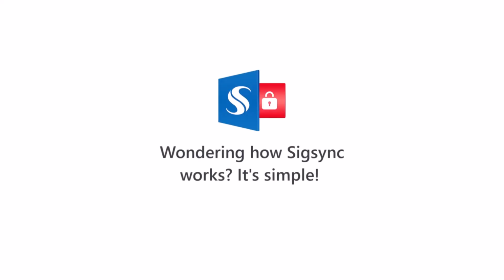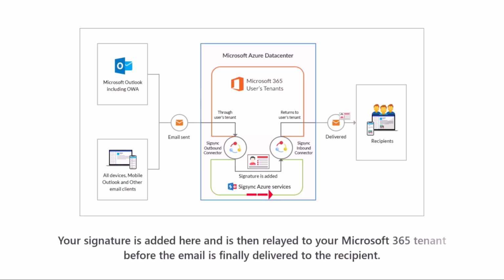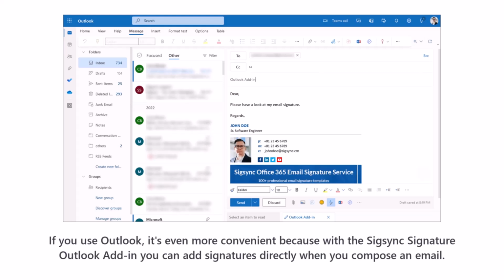Wondering how Sigsync works? It's simple. When you send an email, it travels to your Microsoft 365 tenant, then to Sigsync Email Signature Service on Azure within the Microsoft Data Center. Your signature is added here and is then relayed to your Microsoft 365 tenant before the email is finally delivered to the recipient. If you use Outlook, it's even more convenient because with the Sigsync Signature Outlook add-in you can add signatures directly when you compose an email.